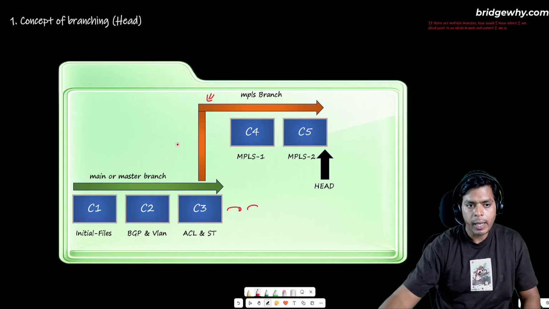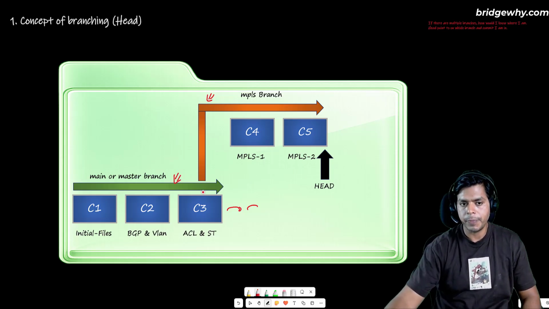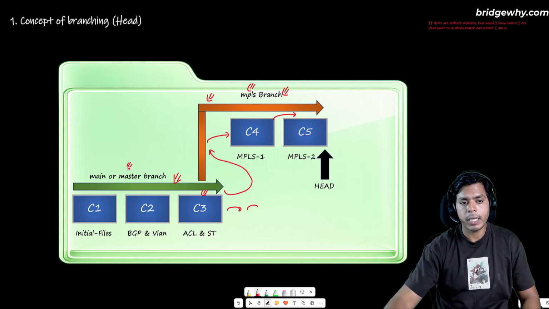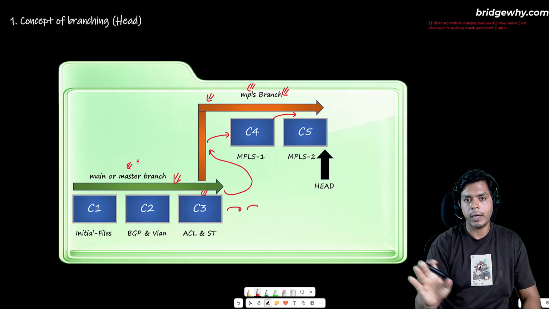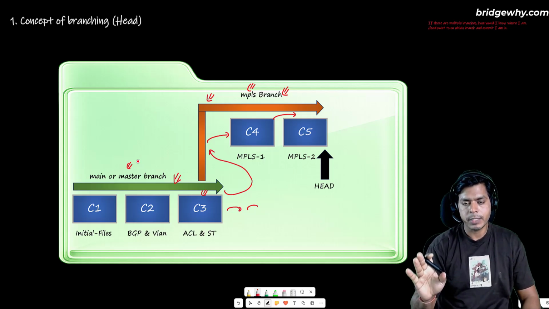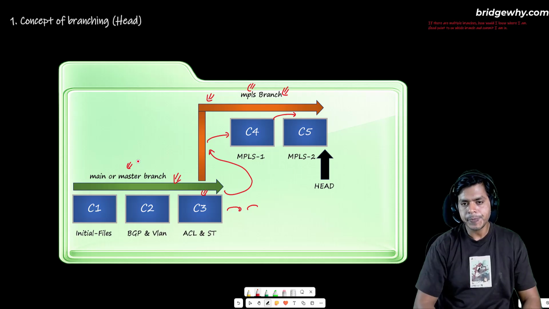So suppose I am in the main branch right now, right? I did a commit till C3, then I created another branch which is known as MPLS branch, and then I switched to MPLS branch. Then I moved to C4, and then I moved to C5. Means I created two more commits, but these commits are in MPLS branch. Believe me, main branch doesn't have any idea about the C4 and C5, right?